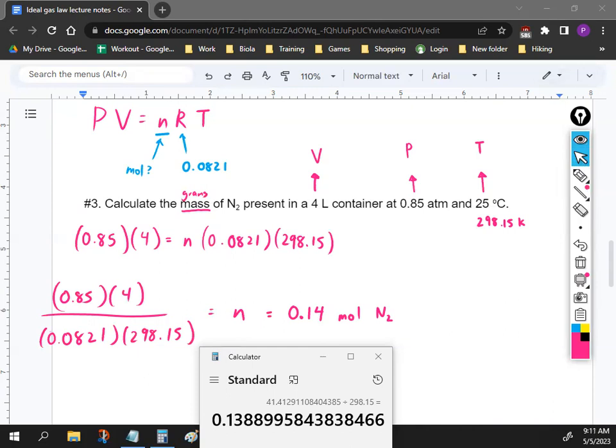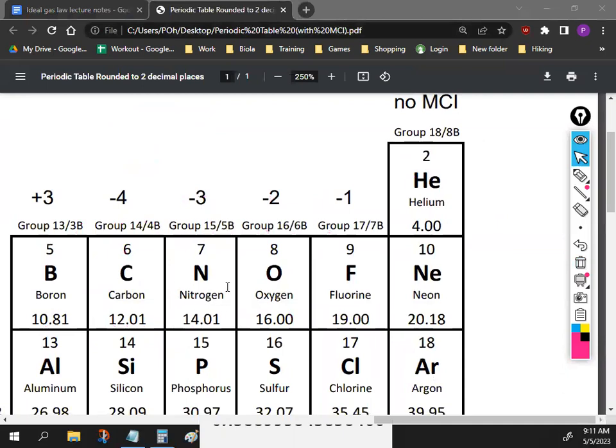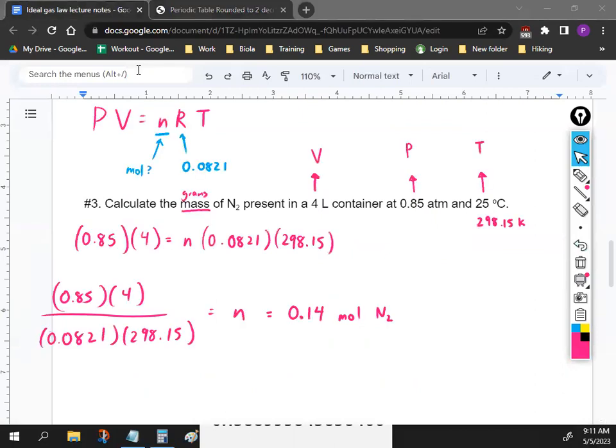So if you guys pull out your periodic tables, okay, I gave you guys an easy molecule to look at. N2 is just made out of nitrogen, right? So if we take a look at nitrogen on the periodic table, what's the molar mass of just nitrogen? Yeah, 14. So N2 is made out of 2 of these. So 14 plus 14 is 28. So the molar mass of N2 is going to equal 28 grams per mole.